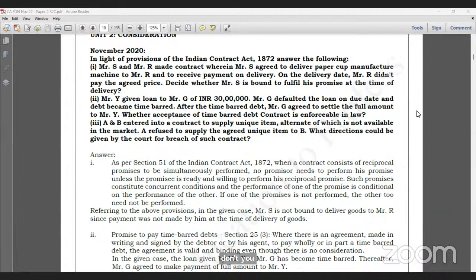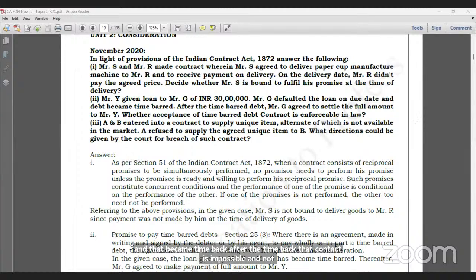Sure, sir. 30 lakhs. Mr. G defaulted on the loan on the due date and the debt became time barred. After the time barred debt, Mr. G agreed to settle the full amount to Mr. Y. Whether acceptance of a time barred debt contract is enforceable in law.